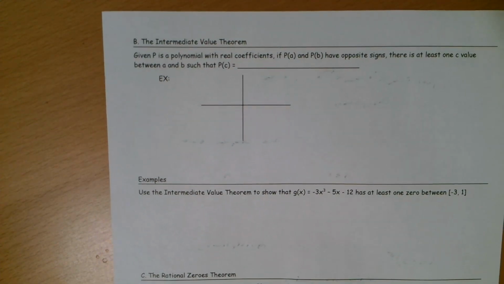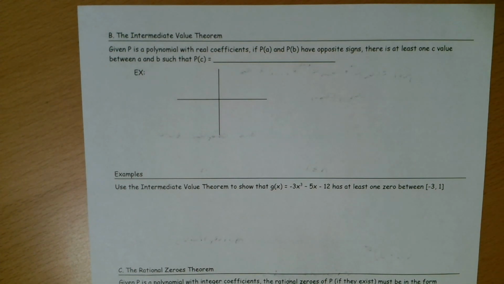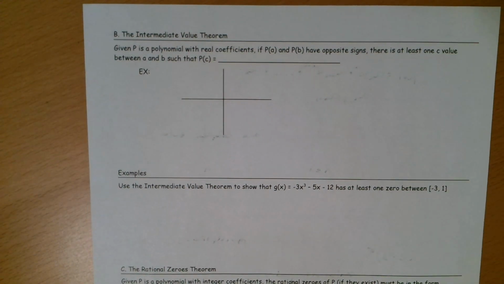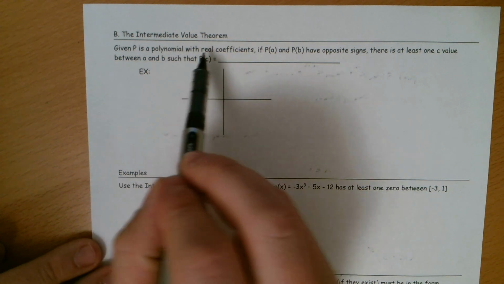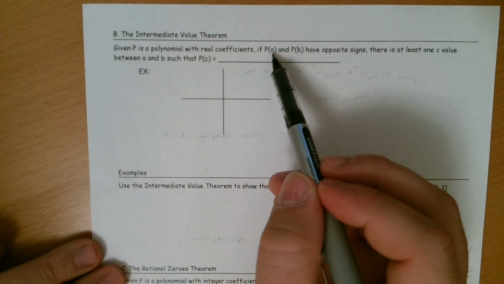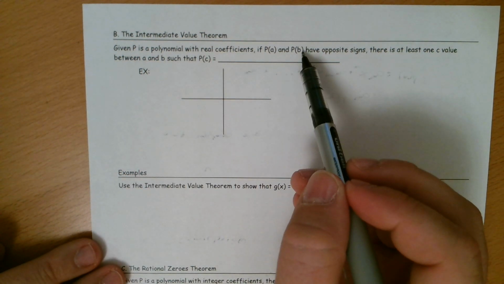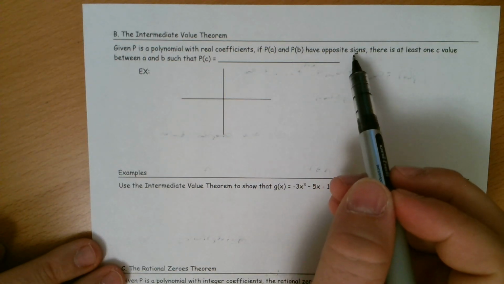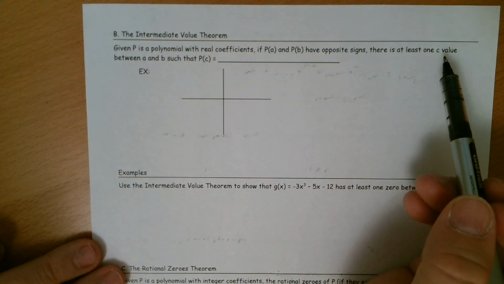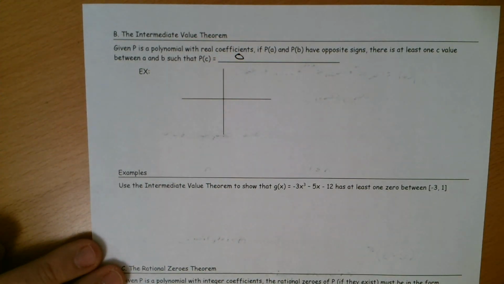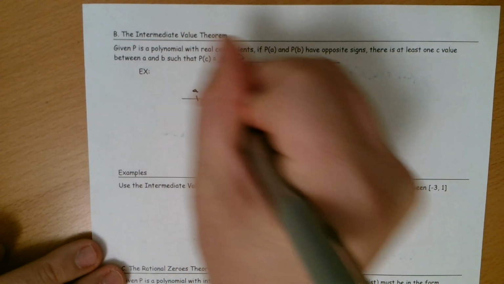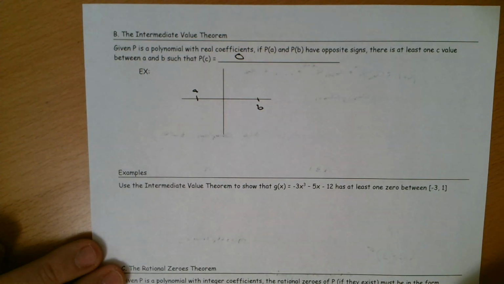Okay, let's move on and talk a little bit about the intermediate value theorem. The intermediate value theorem is a glorified way of saying something very simple. It's saying that if you have a polynomial, that means it's continuous, and you have an a value that you plug in and a b value that you plug in, and they get opposite signs, then there must be a value in between such that it crosses the x-axis and you get a zero. So if you think about it, let's just say this is a and this is b.